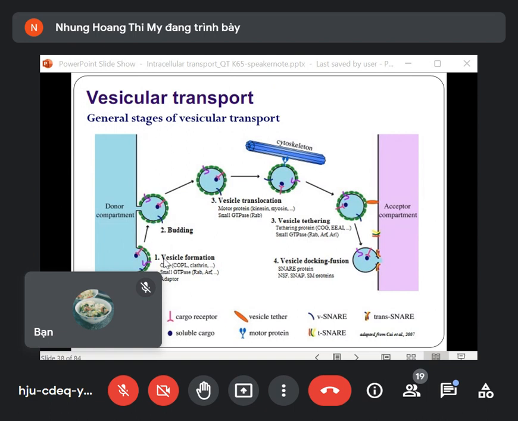So the next step from the vesicle formation is budding. You see the membrane at this side develops and bends and makes a vesicle form, like you see here. After the budding step, the cell will move to another step.